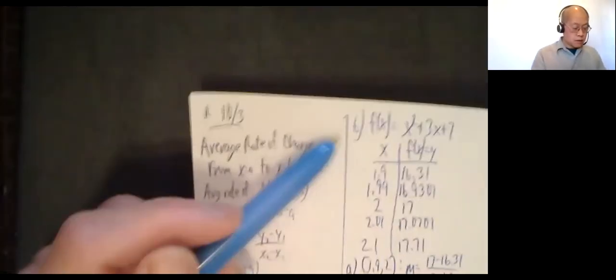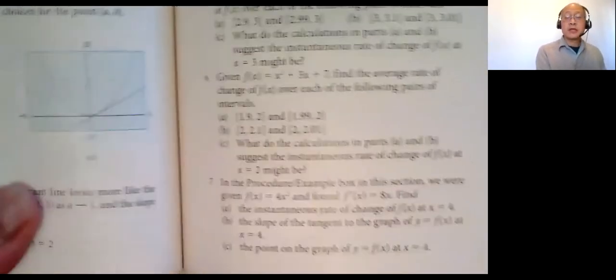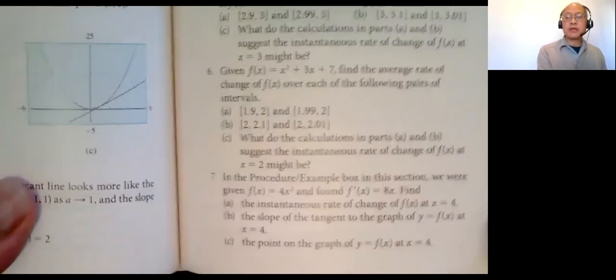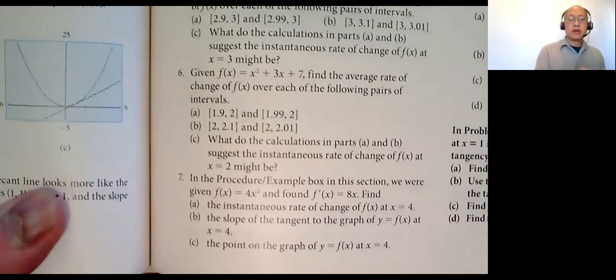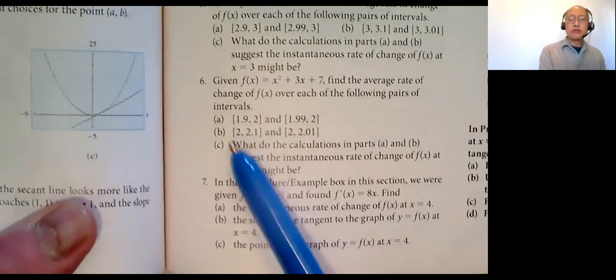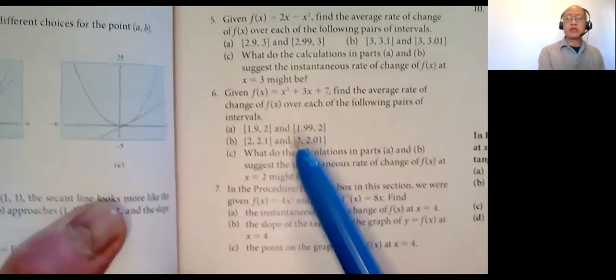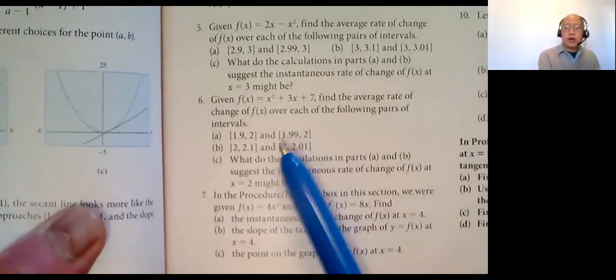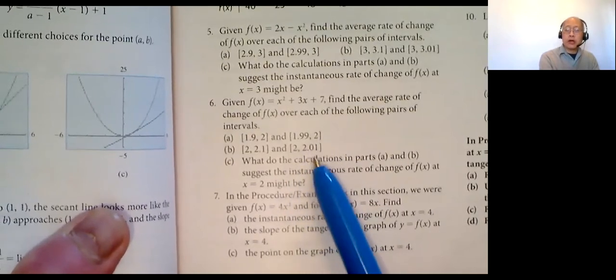All right. Okay, number 6. Sort of the same, but it's leading to the idea of a derivative. Number 6, the function they give me is x squared plus 3x plus 7. Find the average rate of change over each of the following pairs of intervals. They go 1.9 to 2, 1.99 to 2, 2 to 2.1, 2 to 2.01. So I just do the same thing, y2 minus y1 divided by x2 minus x1. But notice from 1.99 to 2 is very close, and 2 to 2.01 is also very close.